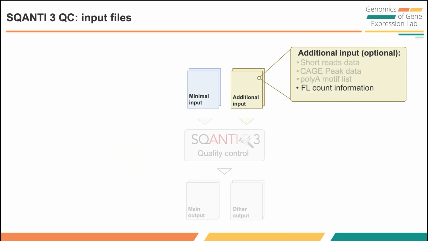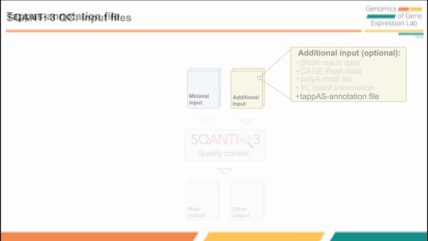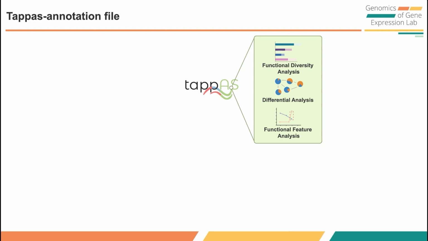The final one is the TAPAS annotation file. TAPAS has been created specifically to provide downstream analysis, visualization, filtering, and ad hoc query tools for working with RNA-seq data at the gene and isoform levels.